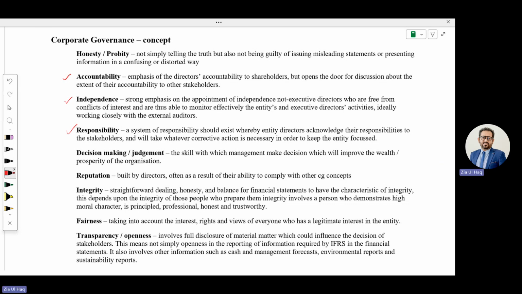Decision making judgment means management needs to make a decision for the business, and in decision making there could be some judgment involved, meaning future guessing in planning. They need to maintain a good repute of the company so that the company share price should be maintained. There should be integrity, meaning honest, straightforward dealing. They should be fair with all the stakeholders. While making a decision, they should consider what is best for all rather than best for themselves. And they should be transparent, open. Not only do they need to provide mandatory disclosure, they need to provide voluntary disclosures as well. These are the different concepts.